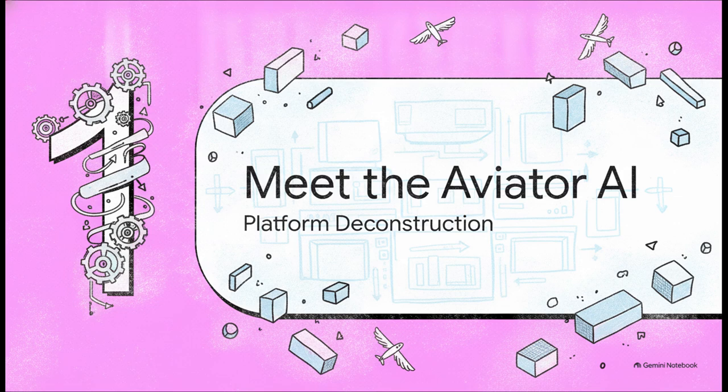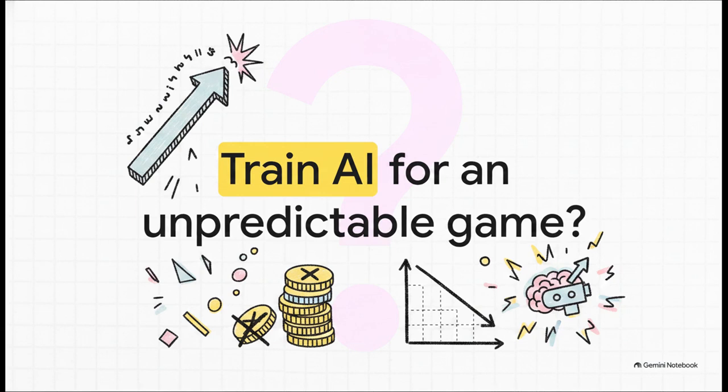Section 1. Meet the Aviator AI, deconstructing the platform. So here is the million-dollar question. How do you train an AI to make profitable decisions in an environment that is mathematically built to be completely unpredictable? I mean, think about it. We are talking about a crash game where a multiplier climbs and climbs, and then boom, drops to 0 at any random millisecond. The game is literally engineered with a house edge, meaning the mathematical expectation is that you will lose money over time. So how on earth do you build an autonomous system to survive, let alone thrive, in that kind of hostile digital environment?